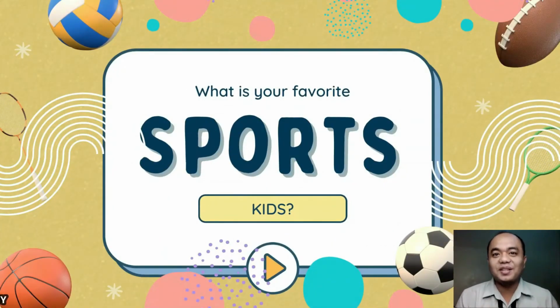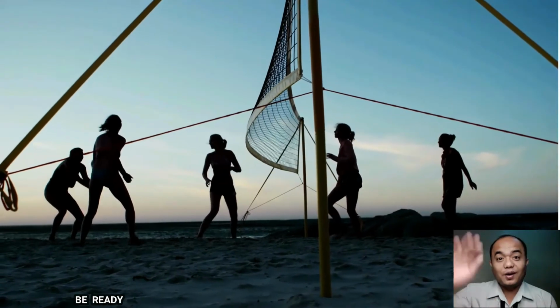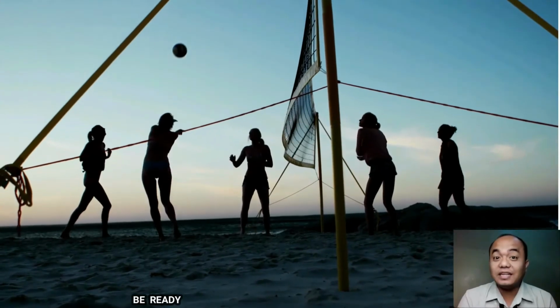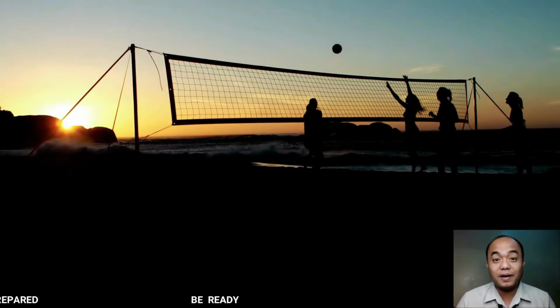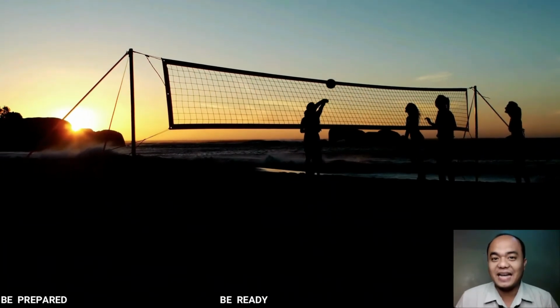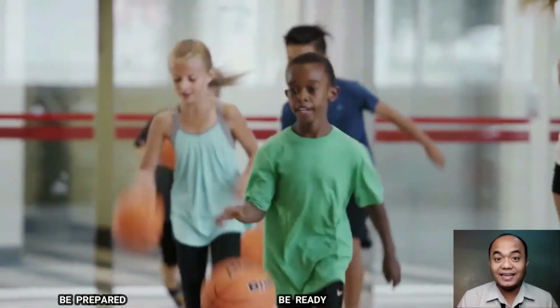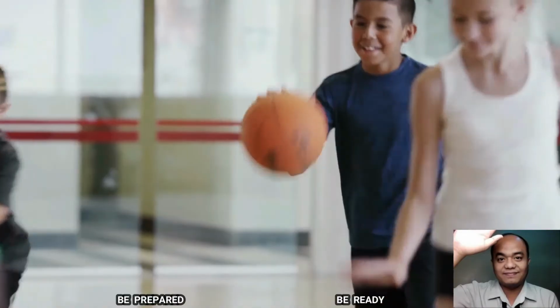What sports do you want to play, class? Do you like playing sports? Have you played volleyball? Who among you here like volleyball? Have you tried beach volleyball? Beach volleyball is very good, especially during this summertime. How about basketball? Have you tried playing it? Who among you here love playing basketball?